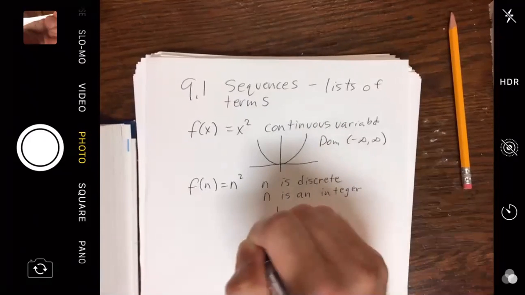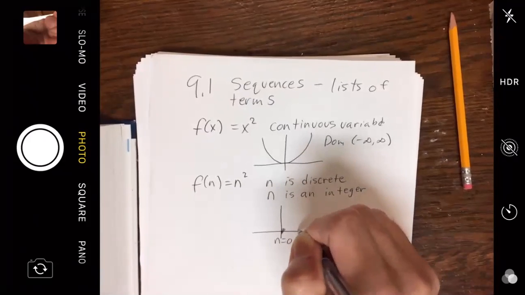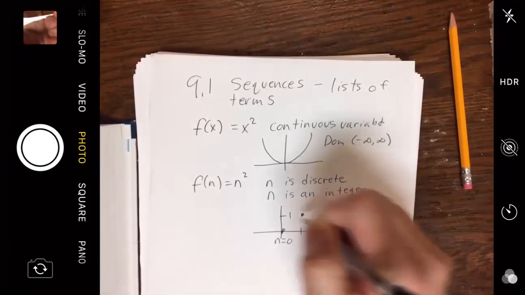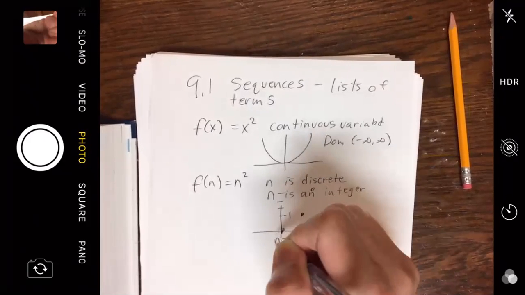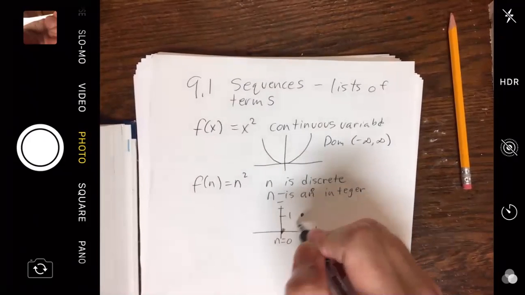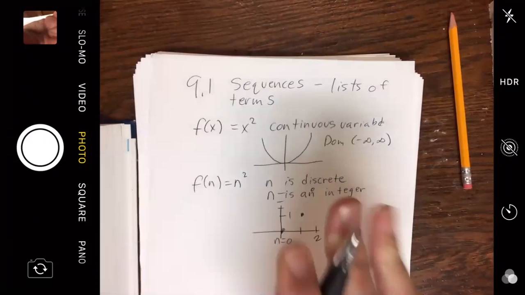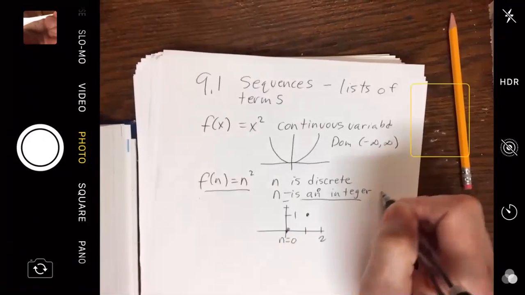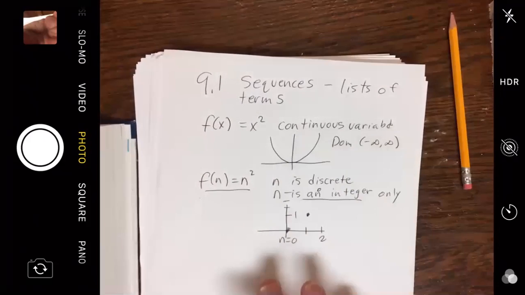So what I'm really doing is, for n is 0, I'm getting the origin. n is 1, 1 squared is 1. I'm really getting dots. So I'm up to 1, n is 2, I'm up to 4, and so on. And you don't fill in the middle. And they generally don't use negatives either. You don't fill in between, as that would imply you can use fractions or decimals in between. n is an integer only. Right, but it's really the same idea.